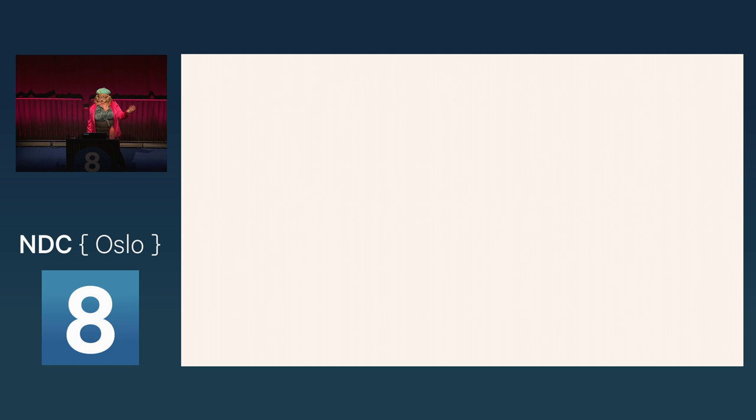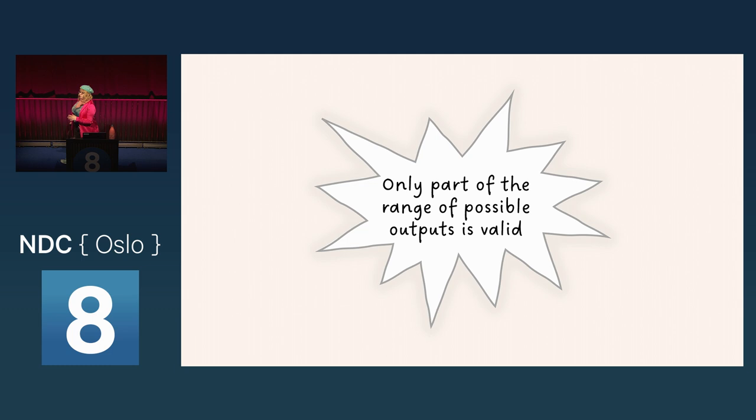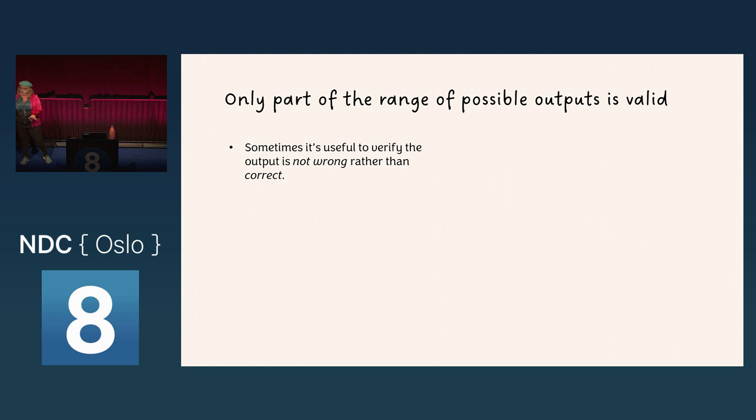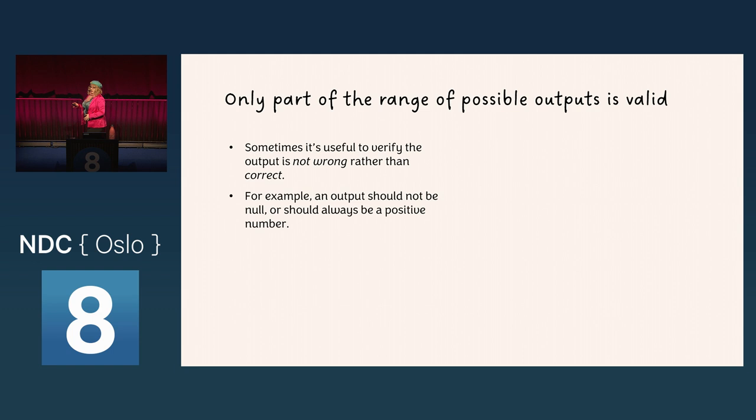One place you might find use in it is when only part of the range of possible outputs is valid. Sometimes, this might sound weird, it's useful to verify your solution is not wrong rather than that it's right. An example is just checking that the value should always be positive. Check it shouldn't be null. It might not be the right number, but I know it's at least not the wrong number.